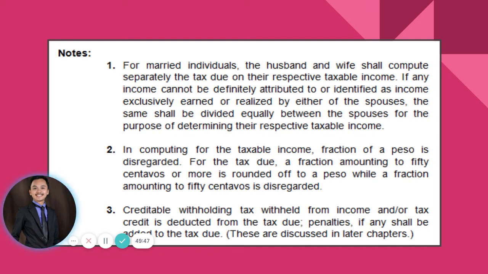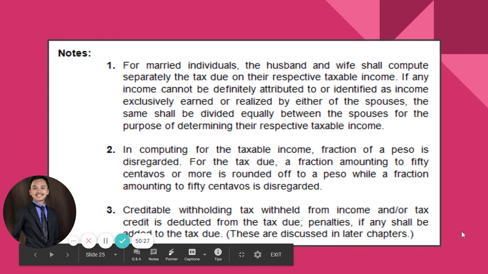And then lastly, creditable withholding tax withheld from income and or tax credit is deducted from tax due. Don't worry, because we will also have a separate discussion on withholding tax. You can refer to the syllabus given to you. Penalties, if any, shall be added to the tax dues. So if there is a tax credit, deduct the tax credit from the tax due to compute the tax payable. If there are penalties, they will also be added to the tax due to compute the total tax payable. All of these, like creditable withholding tax and penalties, will have a separate discussion. The discussion of penalties and surcharges is different, and so is the computation of creditable withholding tax.